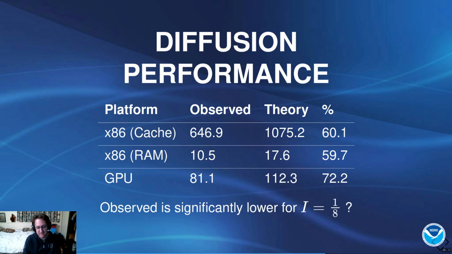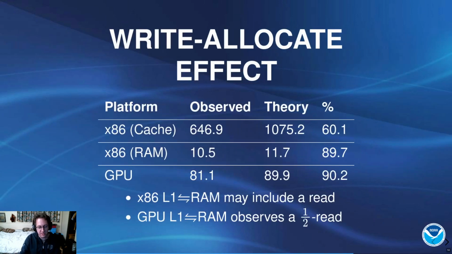In this case, 60% or 70-ish% on the GPU. And so this is a challenge to this. And the question is, can we explain it? And the answer is yes, but we do need to start appealing to the hardware. There is something called the write allocate effect, where when you want to write a value, it has to touch the L1 and communicate with RAM, and it does need to do an additional read.